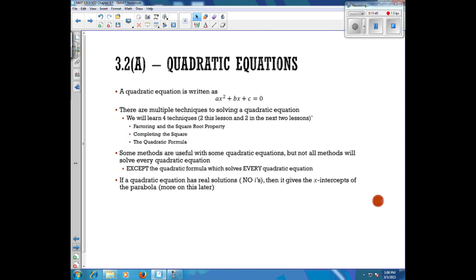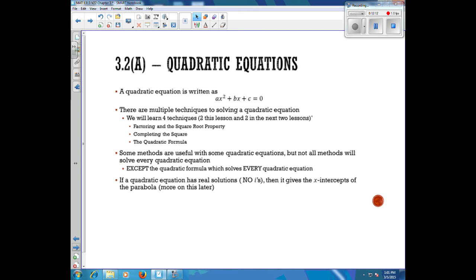So a quadratic equation just takes the function and sets it equal to 0. Ax squared plus bx plus c is equal to 0. There are multiple techniques to solving quadratic equations. We're going to talk about 4 of them. 2 in this lesson and then 2 over the next 2 lessons. The ones we'll talk about in this lesson are factoring and the square root property. And then in the next 2 lessons we'll talk about completing the square and the quadratic formula.